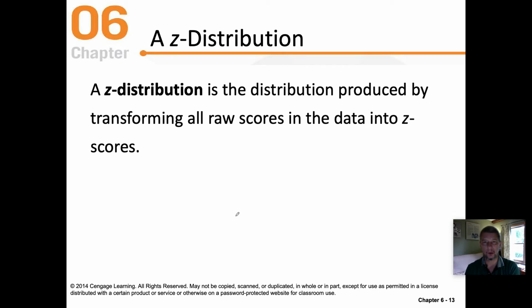set into z-scores. Now, let's think about what that does. All right. If you take a normal distribution and you then convert every raw score into a z-score, what does the shape of the z-distribution actually look like? Well, hopefully, if you think about it, because every score is going to be at the same location on the normal curve, the z-distribution and the raw score distribution will look exactly the same, okay?